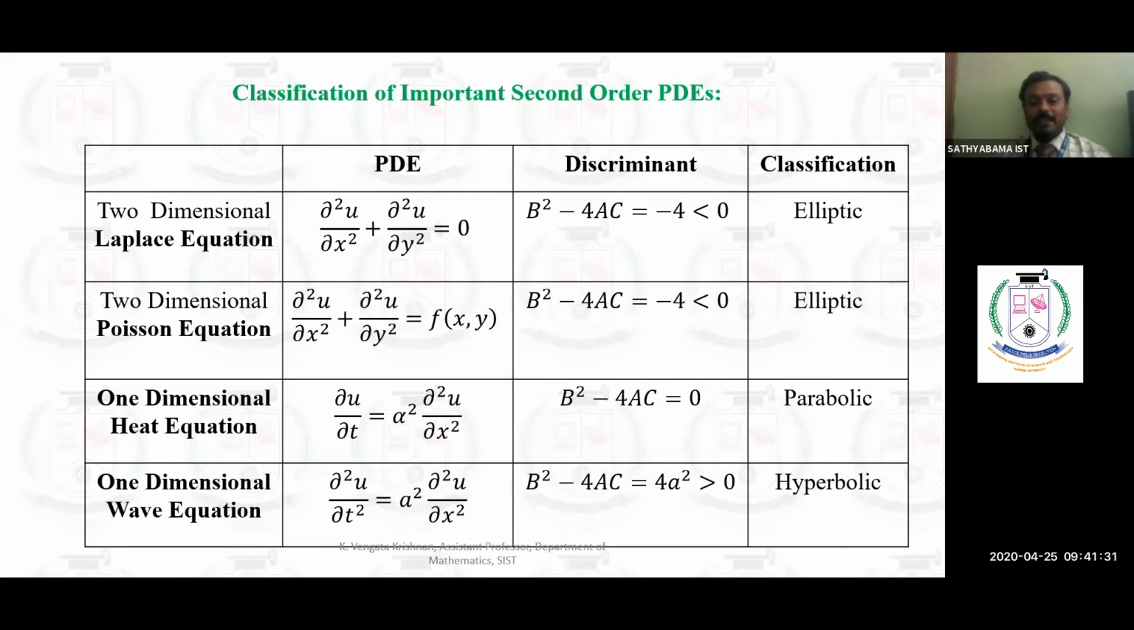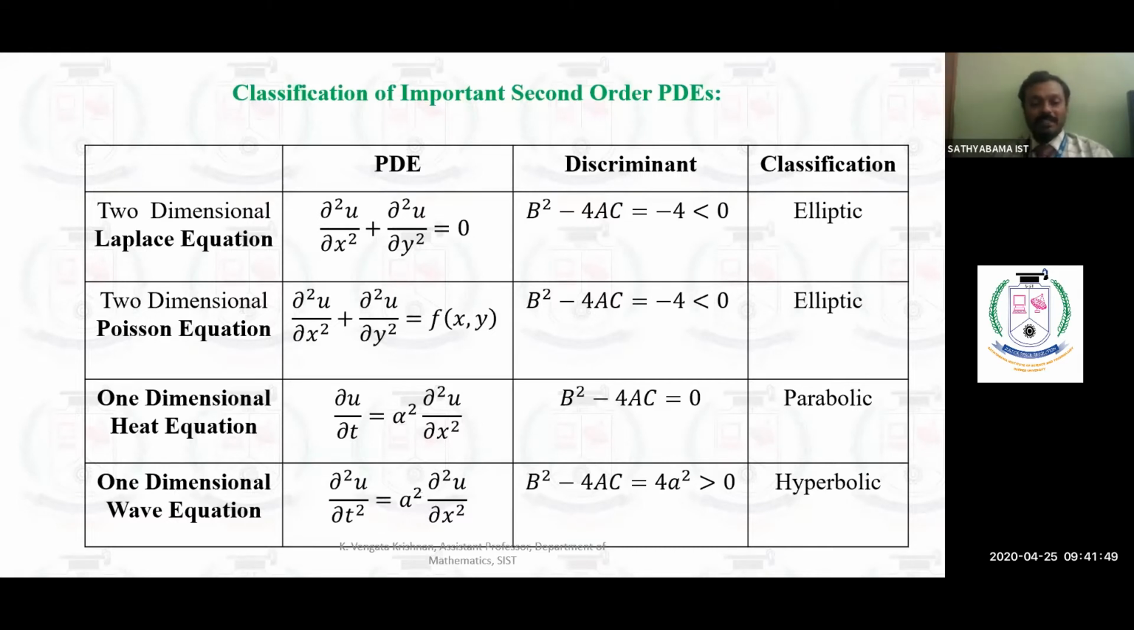Here the A value is alpha squared, B is 0, C is 0. Therefore B² minus 4AC is 0. So the given PDE, that is the PDE representing the one-dimensional heat equation, is a parabolic equation, a parabolic partial differential equation.